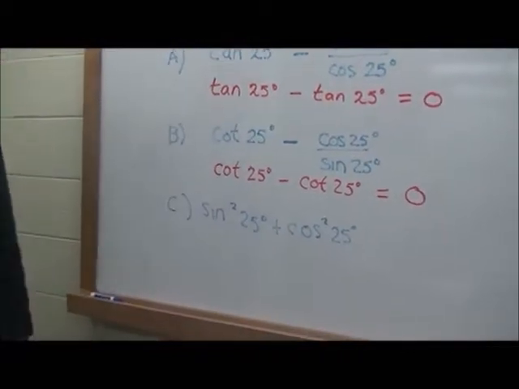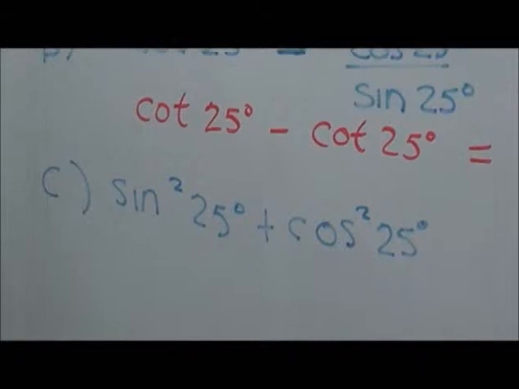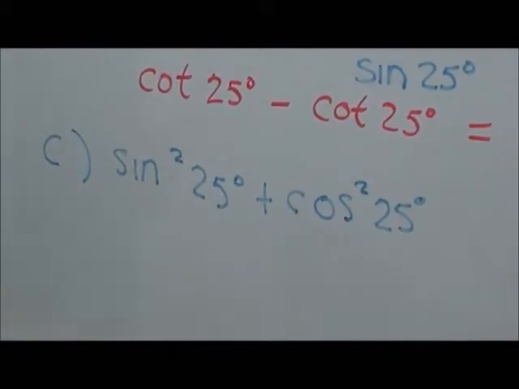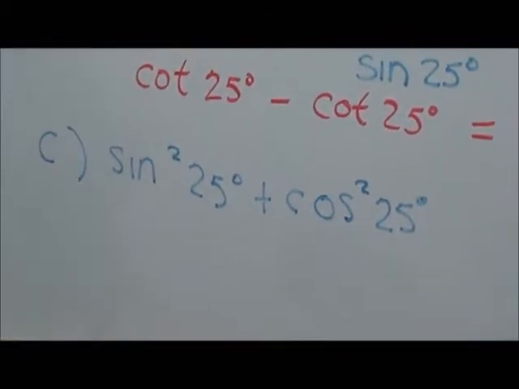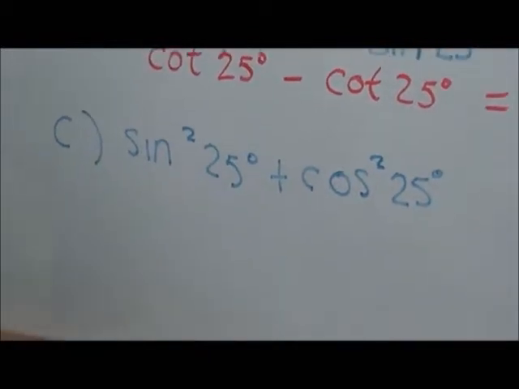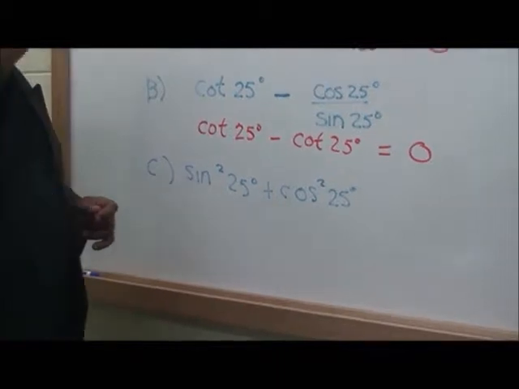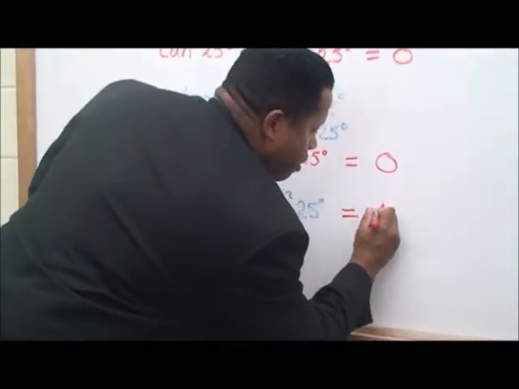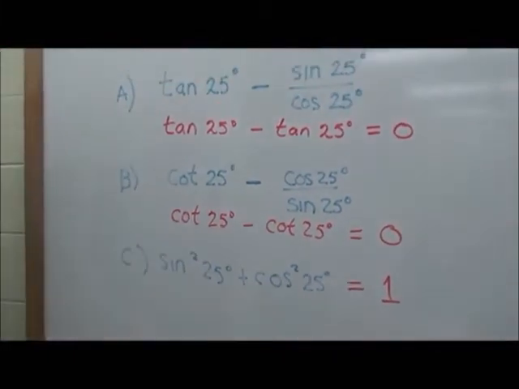Look at sine squared 25 degrees plus cosine squared 25 degrees. Doesn't that look familiar from the last video? This is the Pythagorean theorem identity. Sine squared theta plus cosine squared theta is always equal to what? 1. So this problem will have a solution of 1. Let's try some more.